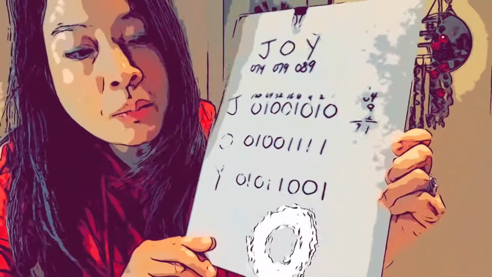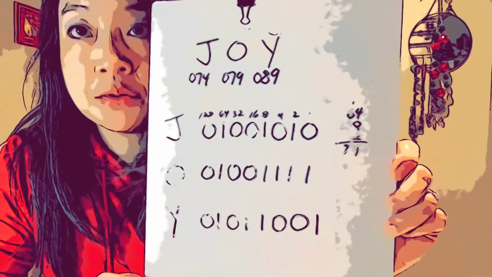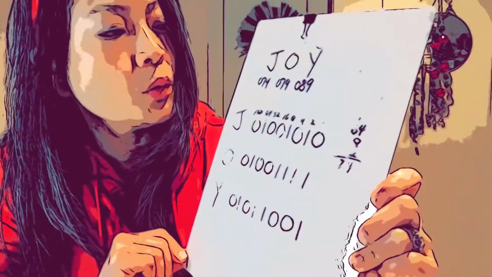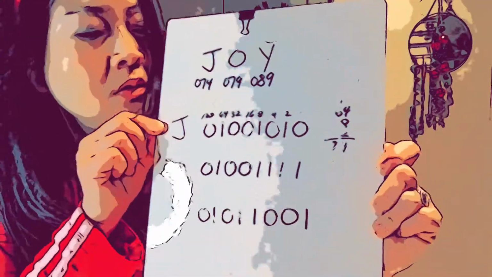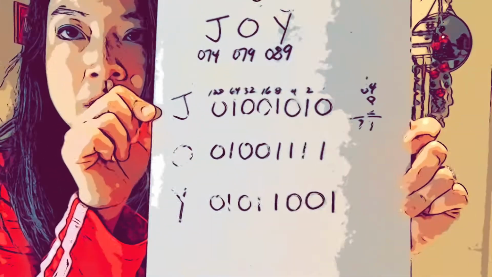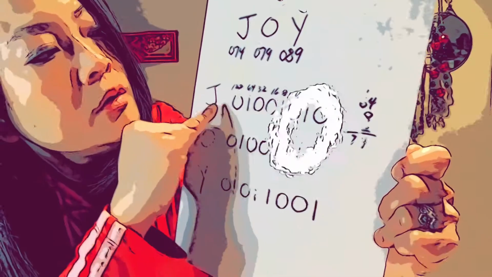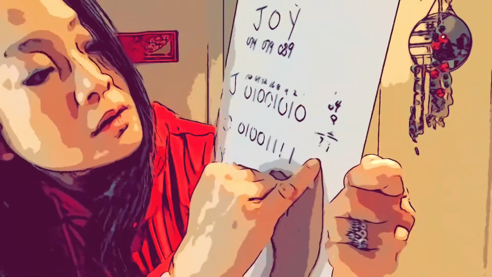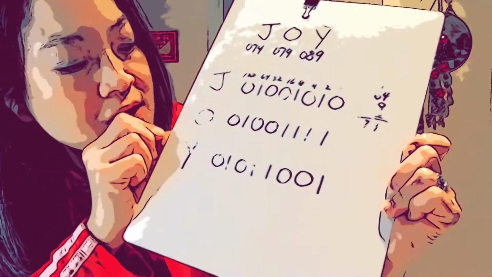Now, if you look it up on your little table, J is 074, O is 079, and Y is 089. So what I did was I copied out, if you look it up on your sheet, the letter J. You're going to find it's spelled like that in binary. And I'm showing you how when you add up the one here, the one here, and the one here, it adds up to 74. And you're going to spell letter O and letter Y.